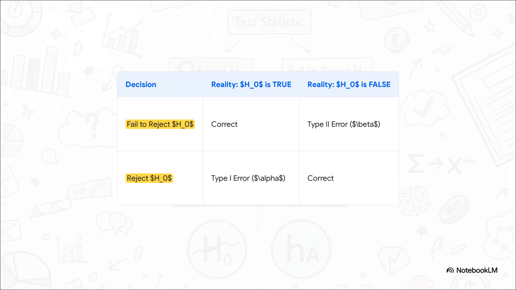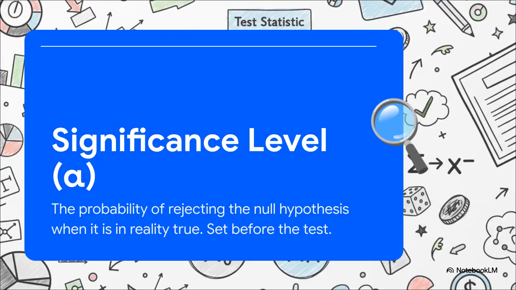A type 1 error is a false positive. We shout eureka and say there's an effect when there actually isn't one. And a type 2 error is a false negative. We miss something that's really there, which is a huge missed opportunity. So this is absolutely crucial. We have to decide before we even start how much risk we're willing to take of making that type 1 error, that false positive.